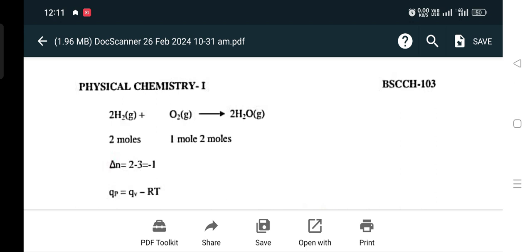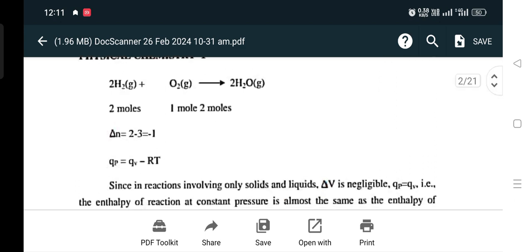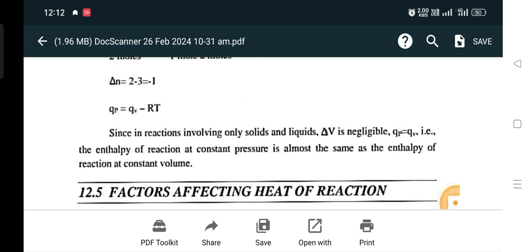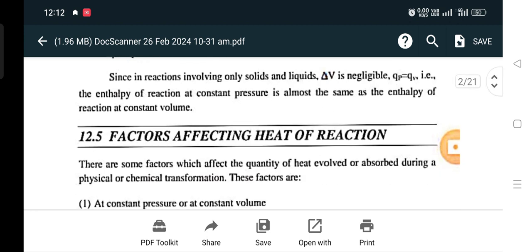2H2 plus oxygen gives water: 2 moles of hydrogen and 1 mole of oxygen give 2 moles of water. Del n is equal to 2 minus 3, which is equal to minus 1. Qp is equal to Qv minus RT. Since in a reaction involving only solids and liquids, del V is negligible, Qp is equal to Qv, such that the enthalpy of a reaction at constant pressure is almost the same as the enthalpy of a reaction at constant volume.